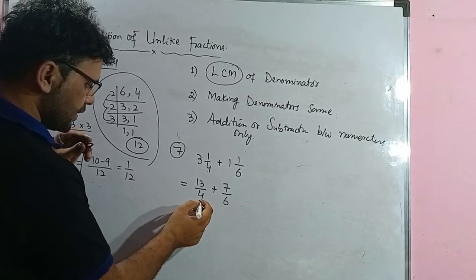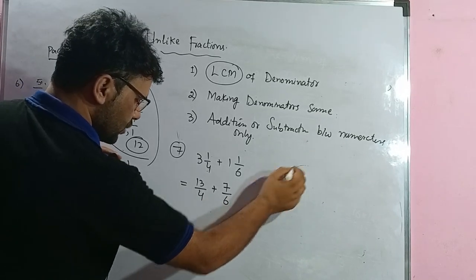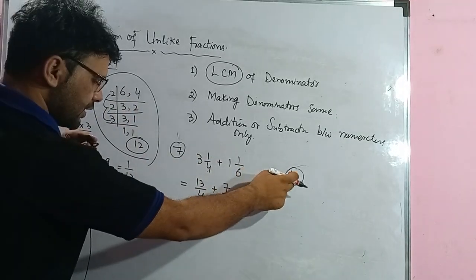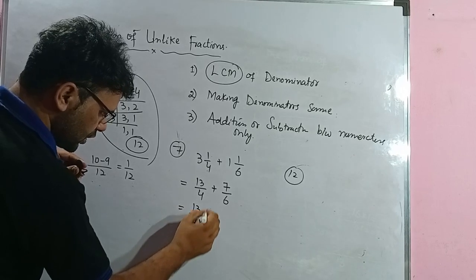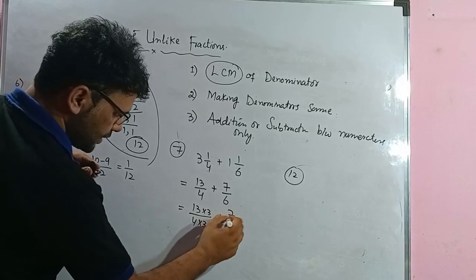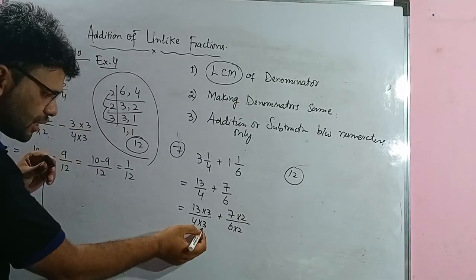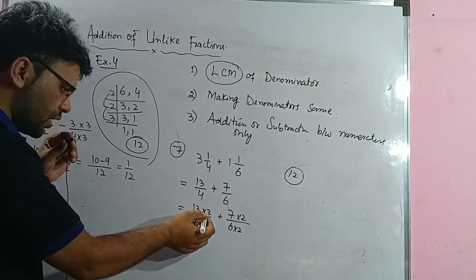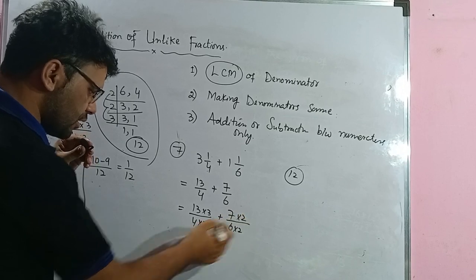Now I will find the LCM between 4 and 6. It will be 12. You can calculate it. You can use this method and you will get the 12. So I will write 13 by 4 into 3 plus 7 by 6 into 2. You know why I am multiplying this 3, because I want here the 12. That's why I am multiplying here also 3. Here I am multiplying 2. That's why I am multiplying here also 2.